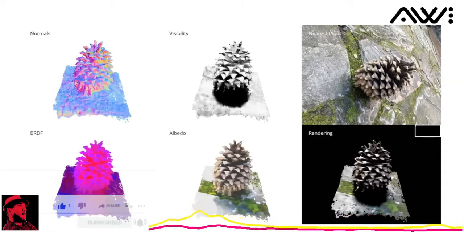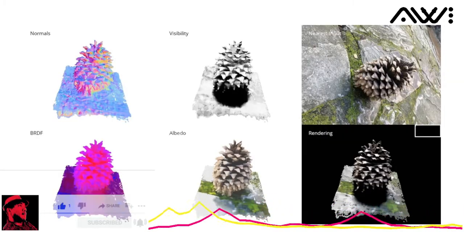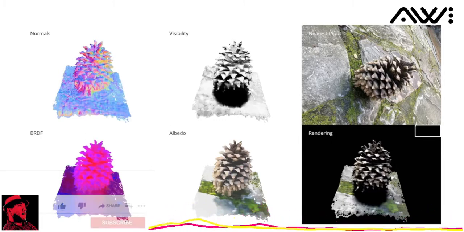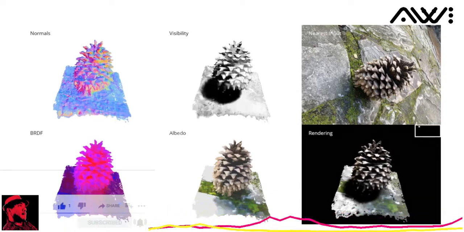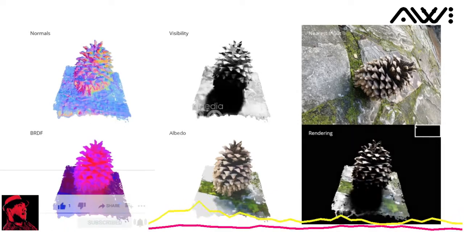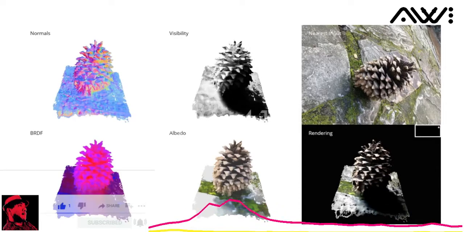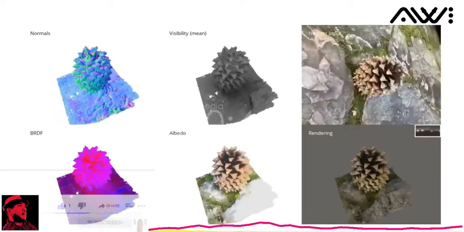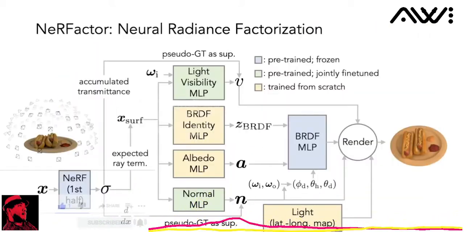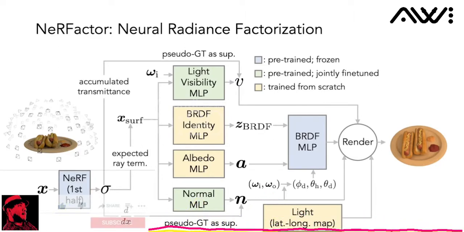Given a set of images and their camera poses, neural radiance factorization, or NeRFactor, decomposes the appearance into 3D fields of surface normals, light visibility, albedo, and spatially varying BRDFs. With this factorization, we can relight the scene with a single point light, supporting shadows, or relight the scene with an arbitrary light probe. We achieve this by building upon NeRF and factorizing the observed radiance into reflectance and lighting.